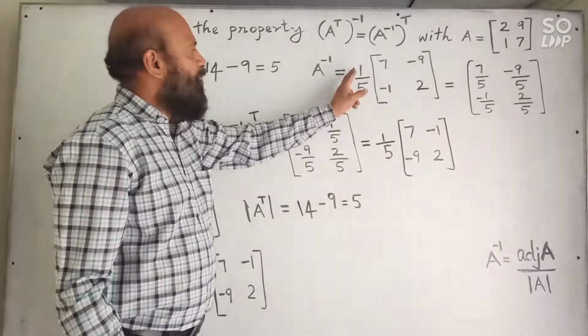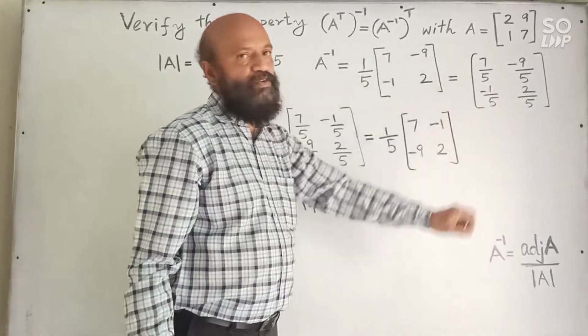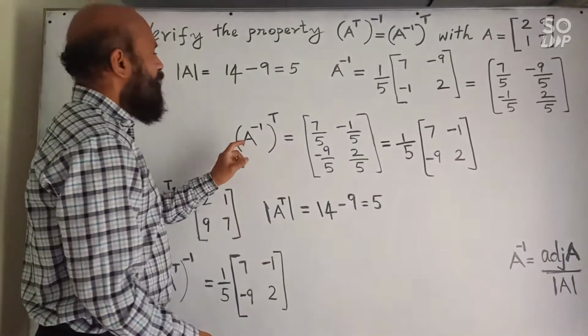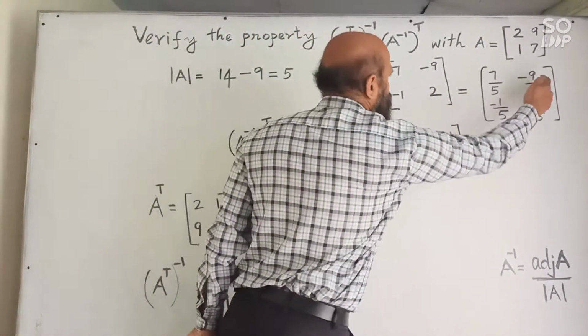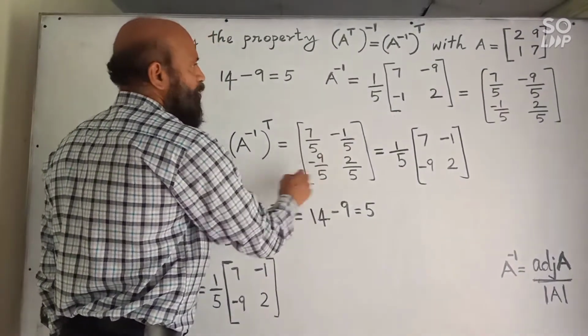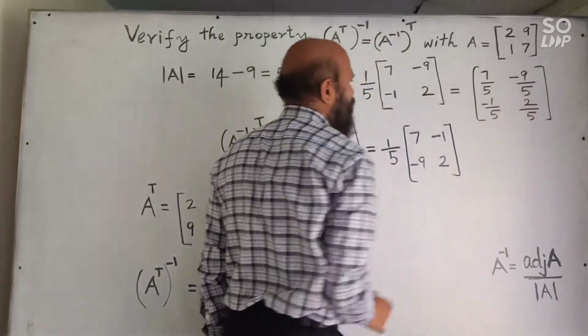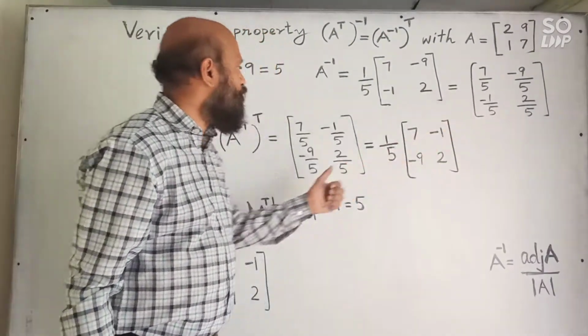Then take this 1 by 5 inside. So for A, we are getting A inverse. First we found out A inverse. Then take the transpose of this matrix. The first row is written as the first column. Then the second row is written as the second column. So we are getting the transpose of this matrix.